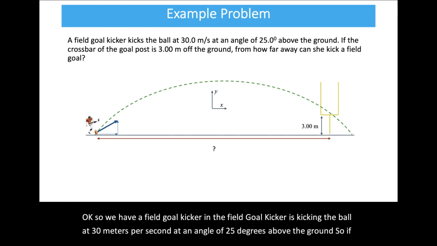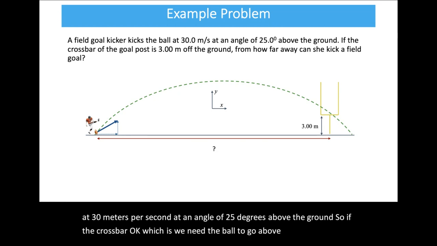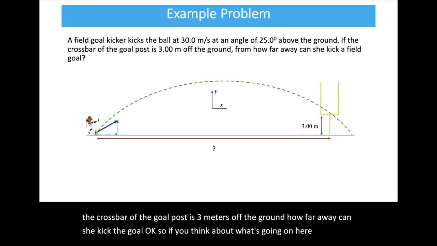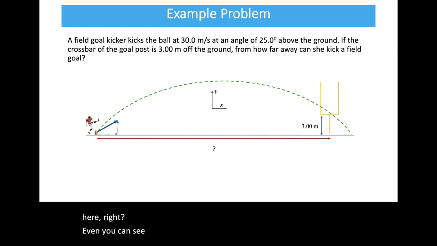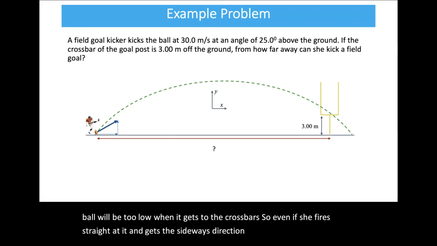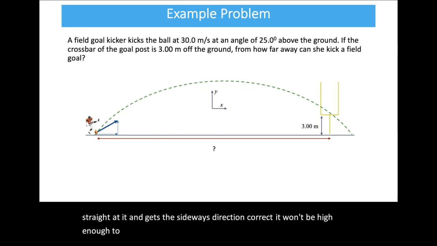So the crossbar of the goalpost is 3 meters off the ground, and we need the ball to go above the crossbar. How far away can she kick the goal? If you think about what's going on here, you can see from that trajectory, if she's too far away, then the ball will be too low when it gets to the crossbars. So even if she fires straight at it and gets the sideways direction correct, it won't be high enough to cross the crossbar. And if she gets closer, then it will be higher.